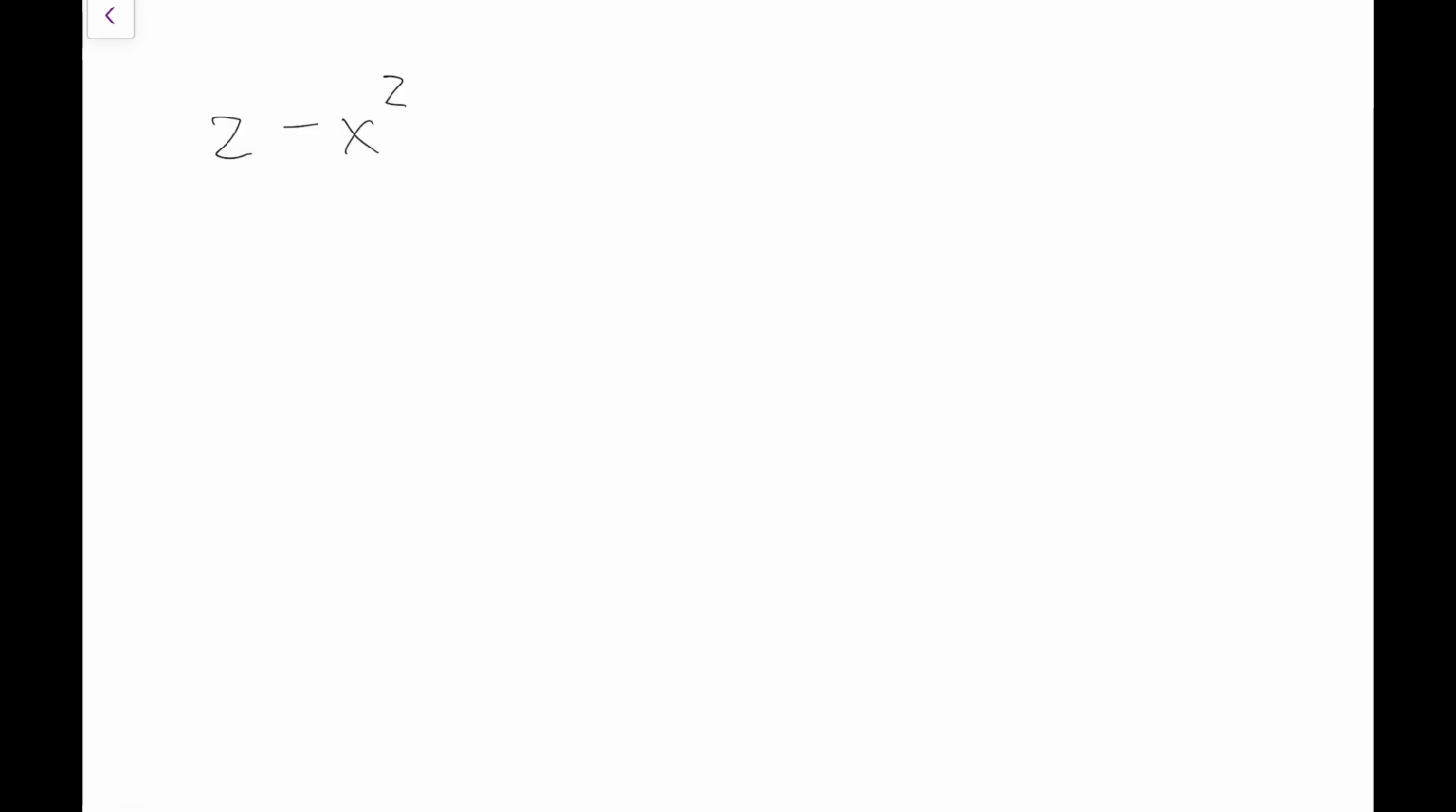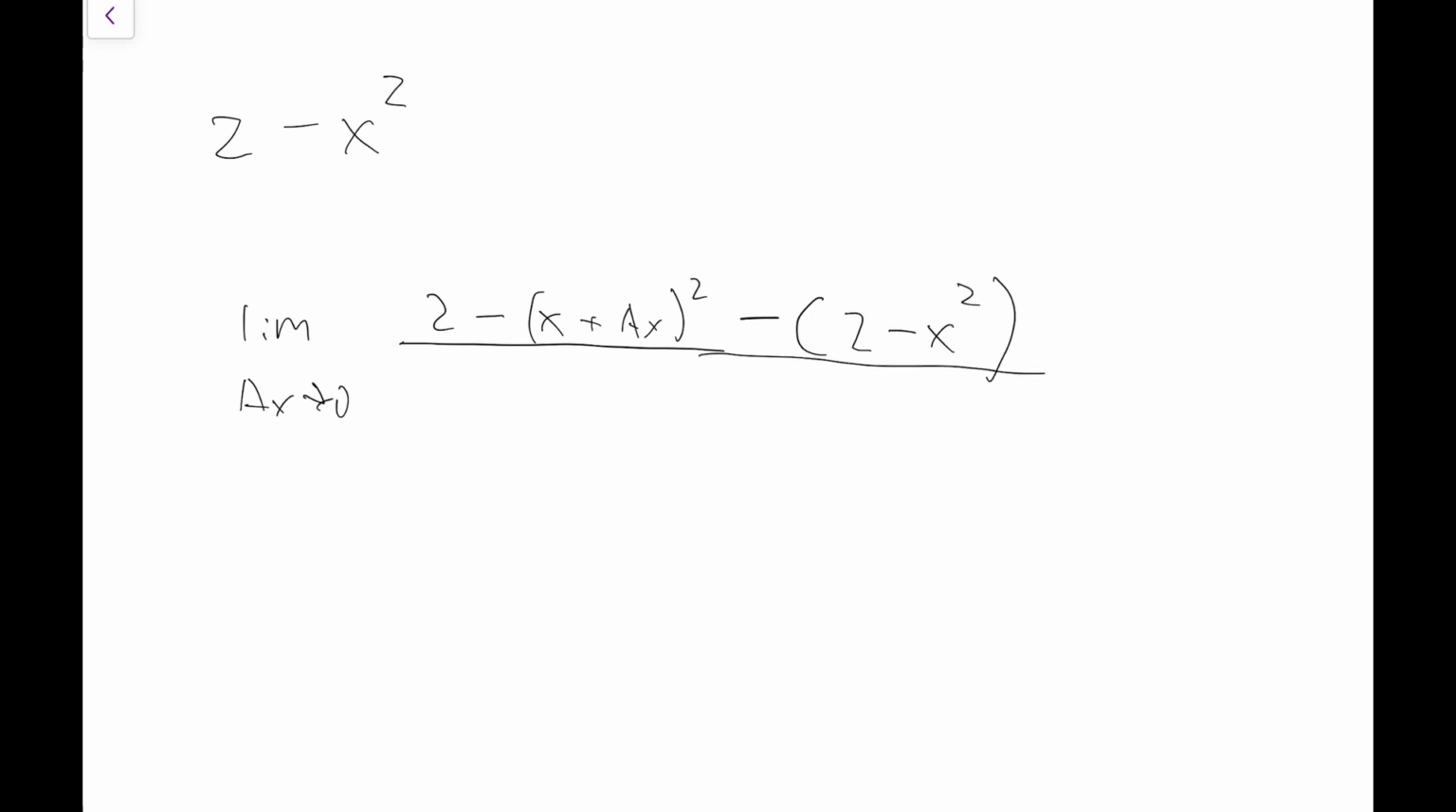So here we have 2 minus x squared. We still want to find a derivative here using the limit process. We're going to use the exact same formula as mentioned before. So we're going to start with the limit of delta x approaches 0 of 2 minus x plus delta x squared, minus the original function 2 minus x squared. All of this over delta x.